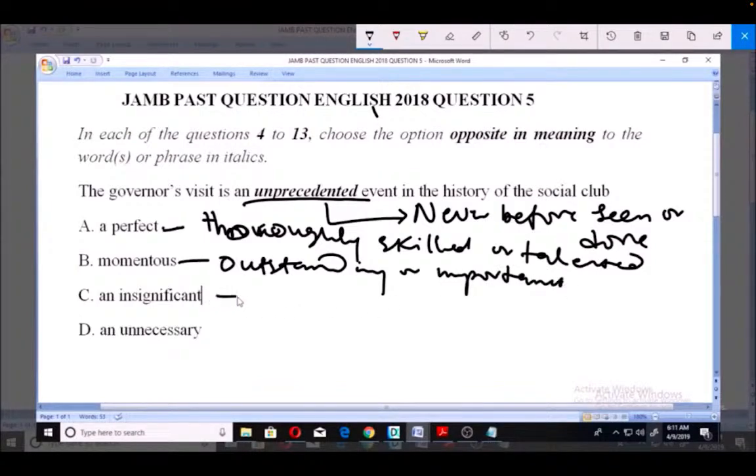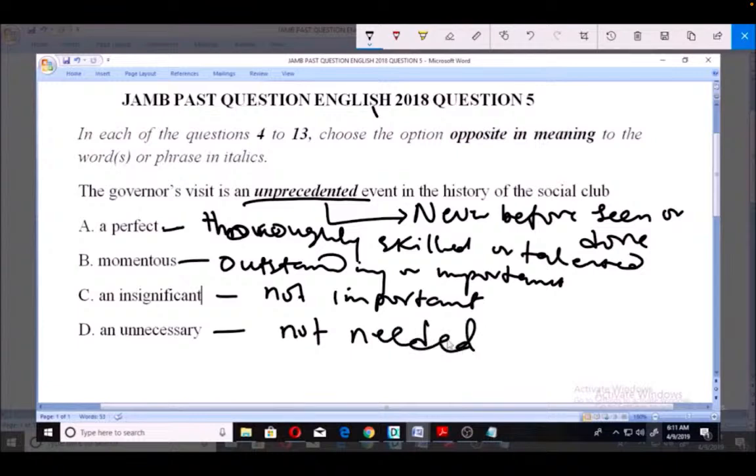Now you look at an insignificant. When you say something is insignificant, it simply means that that thing is not important. So it's the opposite of what we've been saying. Now, an unnecessary. When you say that something is unnecessary, it simply means that that thing is not needed. Something that is not needed is unnecessary.